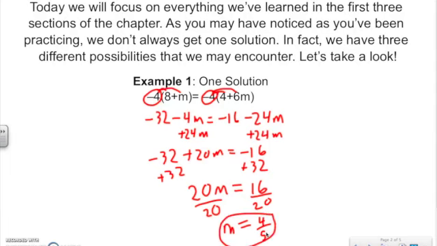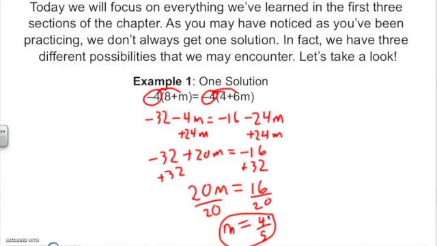Now notice we get one particular answer. We get m is equal to 4/5. That gives us one number that we can plug back into here and make this statement true. Now don't be scared just because the answer was a fraction. It is okay to get answers that are fractions. That does not mean we've messed up.